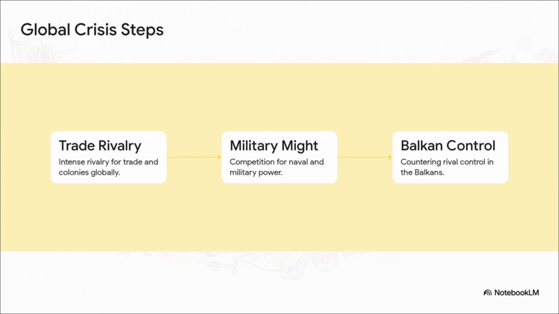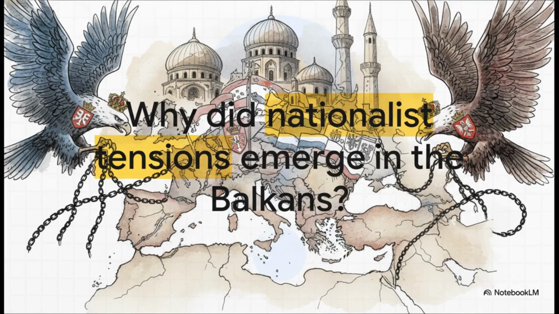Step 1, a fierce rivalry for global trade and colonies. Step 2, a massive arms race for naval and military might, just to protect that trade. And Step 3, countering any rival's control in the Balkans. Every single one of these powers wanted to swoop in and extend their own control over the area. They were essentially pouring gallons of gasoline on the Balkan fire just to expand their own imperial power. So let's summarize that real quick. Why exactly did nationalist tensions emerge in the Balkans? Well, it was a deadly combination, right?